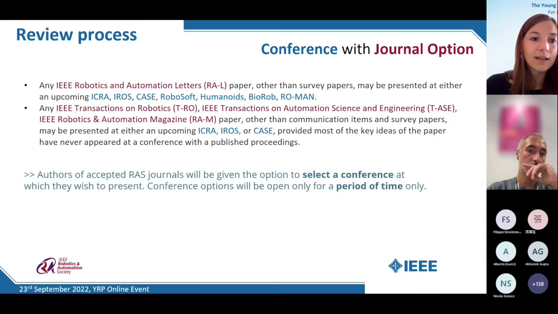Basically, the authors of these journals are given the possibility to select a conference and present their work that has been submitted to RAL, RAM, or TASE. They can present these journal papers at a conference. They just need to select the conference, but this will be open only for a period of time. In general, you can find all the information on the website of the respective journal.